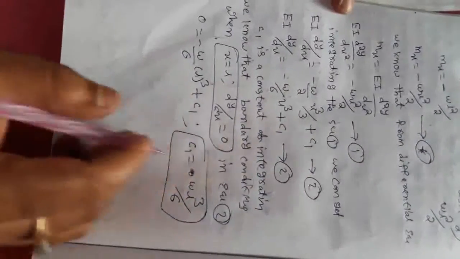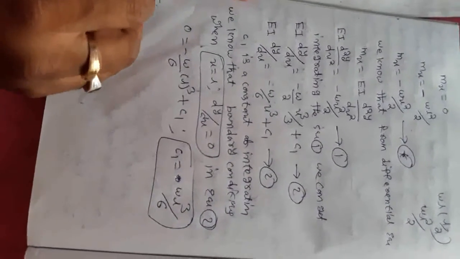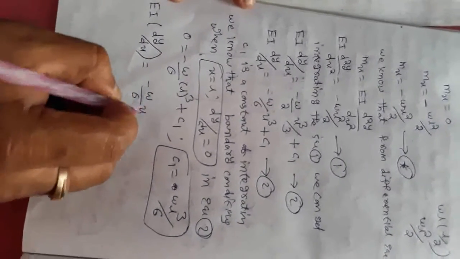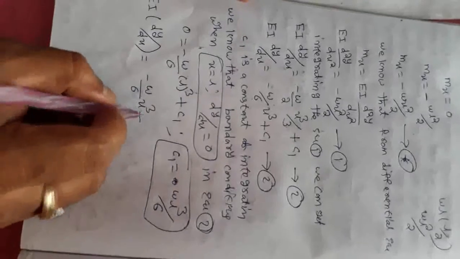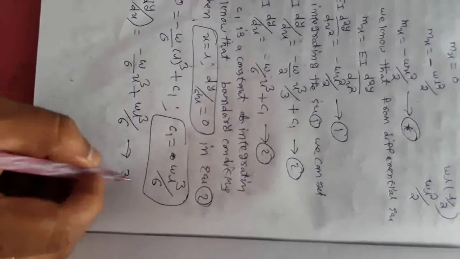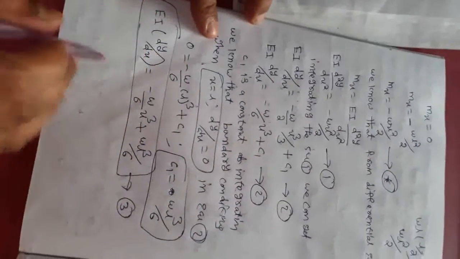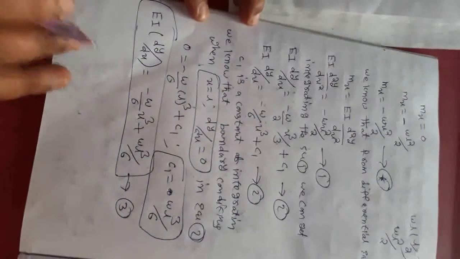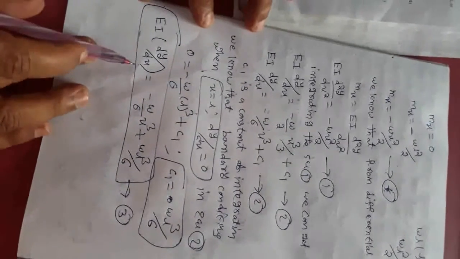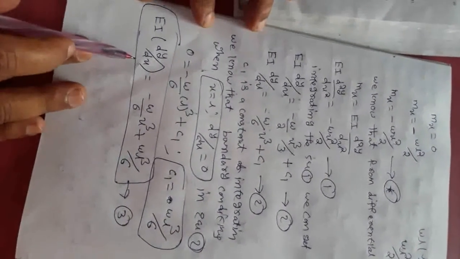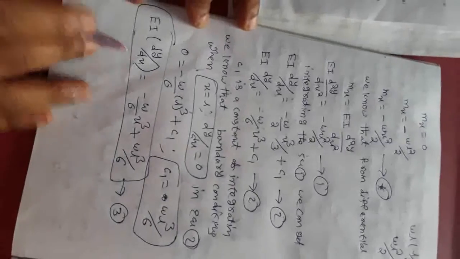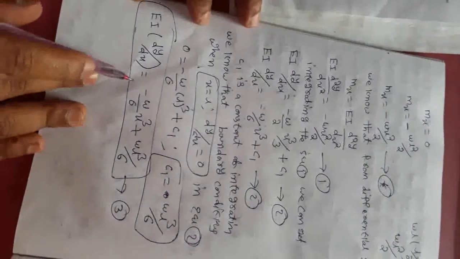After getting this C1 value, substitute it in equation number 2. You get the slope equation, that is EI dy by dx equal to minus W by 6 x cube plus W L cube by 6. This is equation number 3, also called the slope equation. You can find the slope at any point of the section using this equation. Why? Because in this equation you see dy by dx, which is the notation for slope.